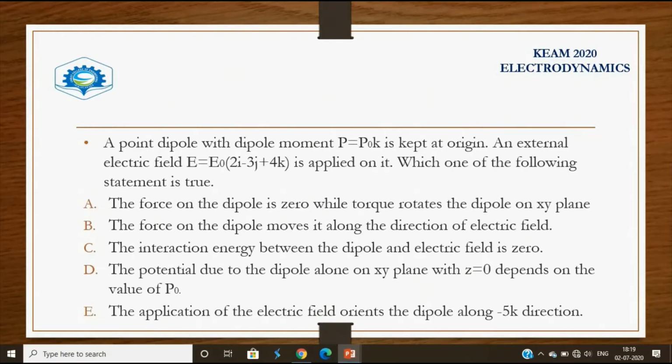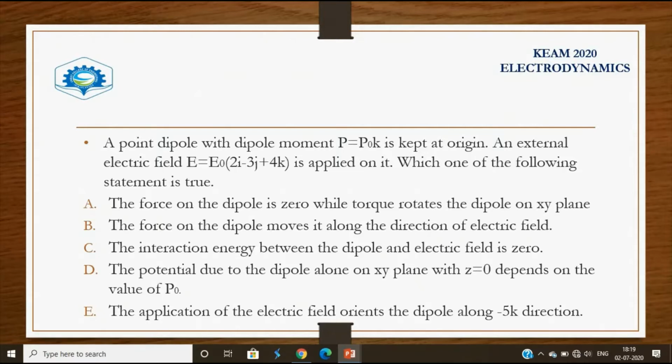The first question is, a point dipole with a dipole moment P equal to P0 k is kept at origin. An external electric field E equal to E0 (2i minus 3j plus 4k) is applied on it. Which one of the following statements is true?